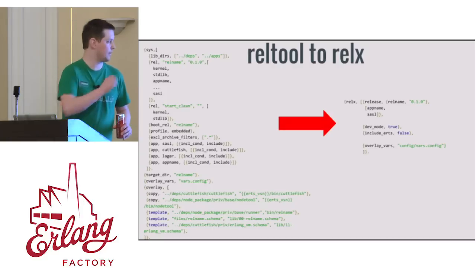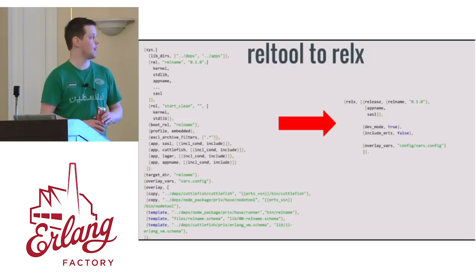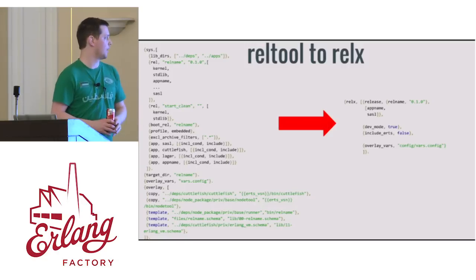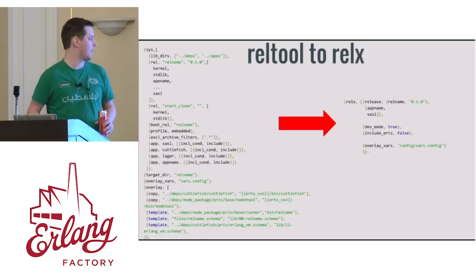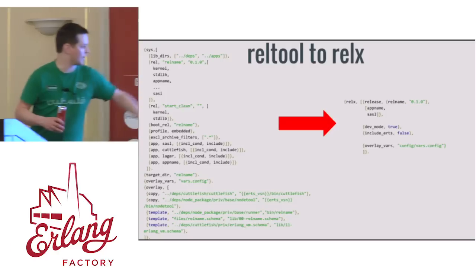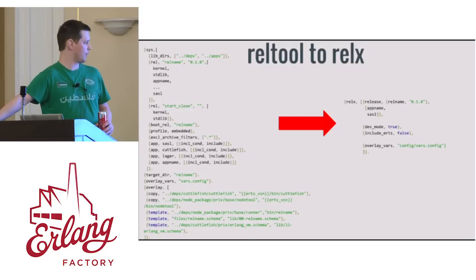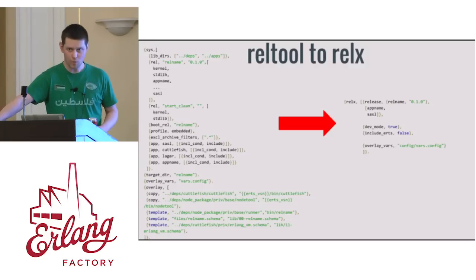This is an example that actually is using Cuttlefish as well as RelX, going from RelTool to RelX, to show how much simpler even the Cuttlefish part is. In the RelTool example, we have to put a lot more information that should be just defaults in many cases. We have to copy the Cuttlefish escript, we have to copy Node tool, we have to template out what actually starts it, what the schemas are, and in Rebar3's case, in RelX, all that is handled for you.